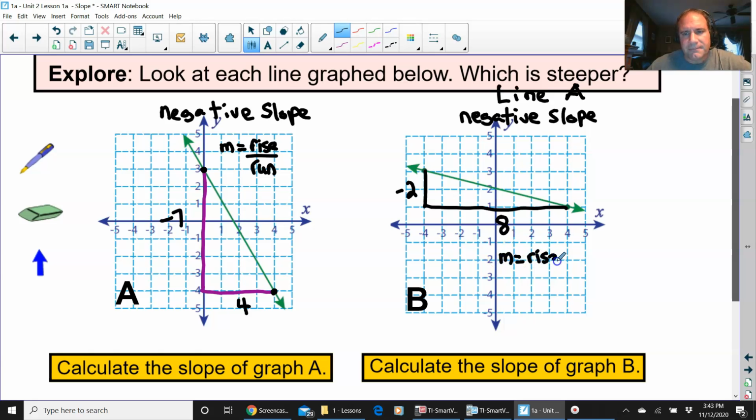Let's put these together. The rise in this one right here on the left-hand side, line A, is -7. The run is 4. -7 divided by 4. That is the slope. The rise here is -2. The run is 8. If I reduce it, it becomes -1/4.